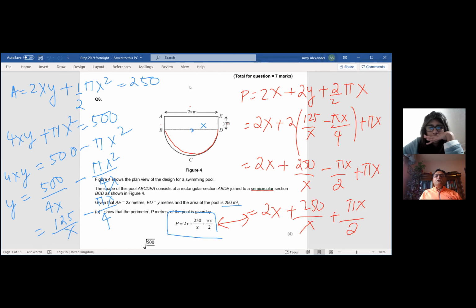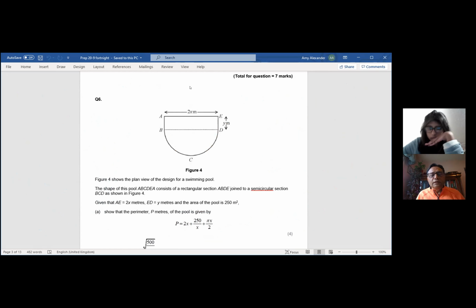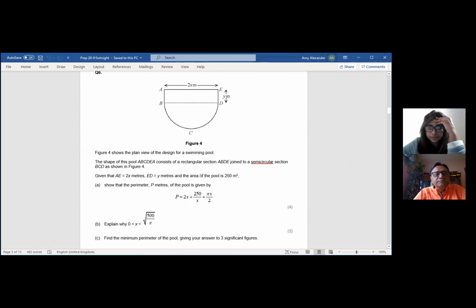So that is clear. We can now look into the next part. What is the next? Explain why x can only be between 0 and the square root of 500 over pi.